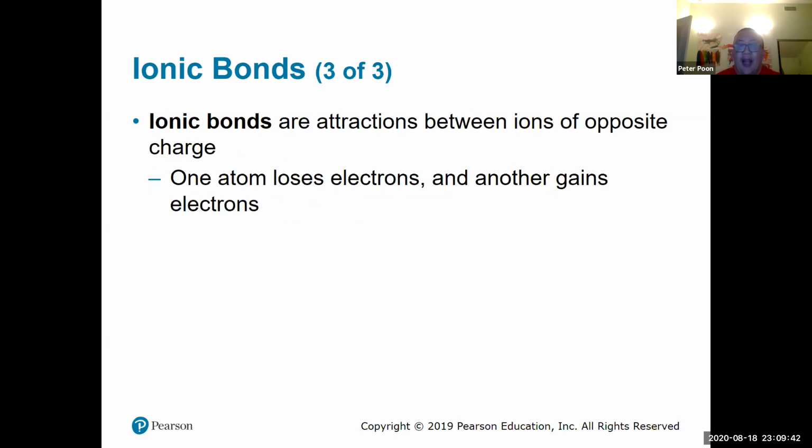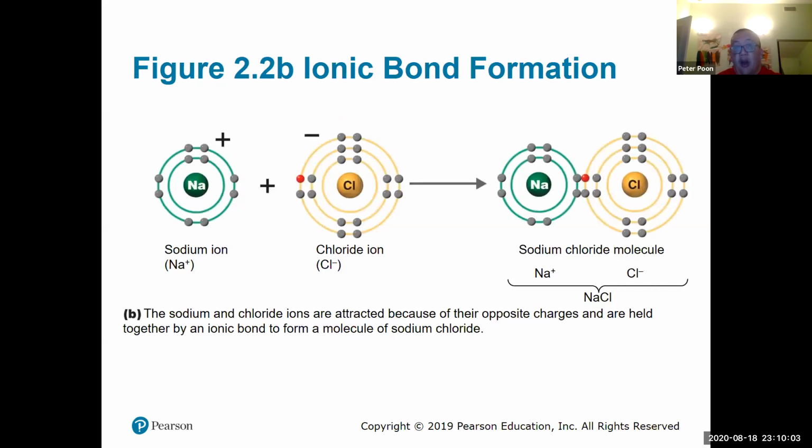An ionic bond is a bond between a cation and an anion. So one atom loses electrons and becomes the cation, and the other gains electrons and becomes the anion. These two are attracted to one another. So that is ionic bond formation.